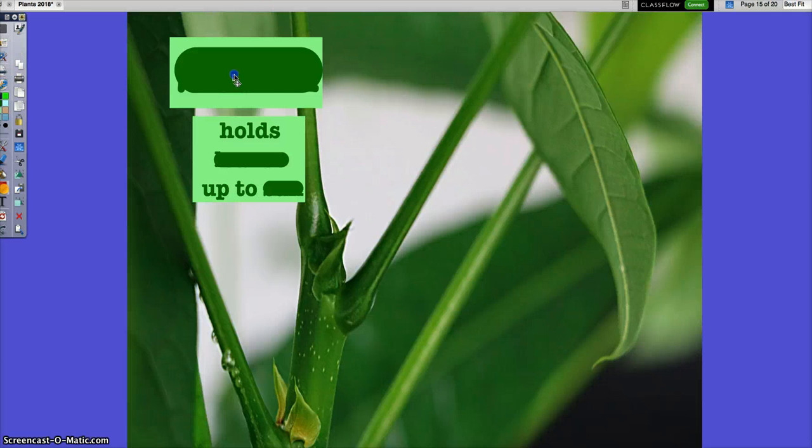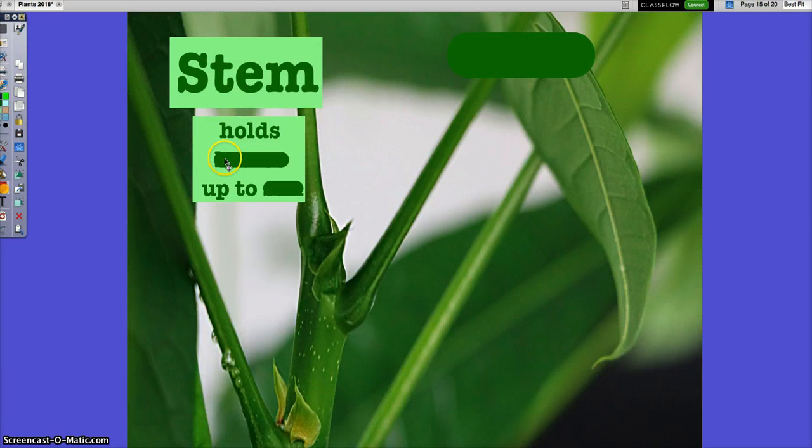The next structure is what? Stem. What does it do? What part of the plant? The leaves. It actually holds up the leaves. So the stem is the structure that's going to hold the leaves up and keep them nice and facing the sun in order to be able to photosynthesize.